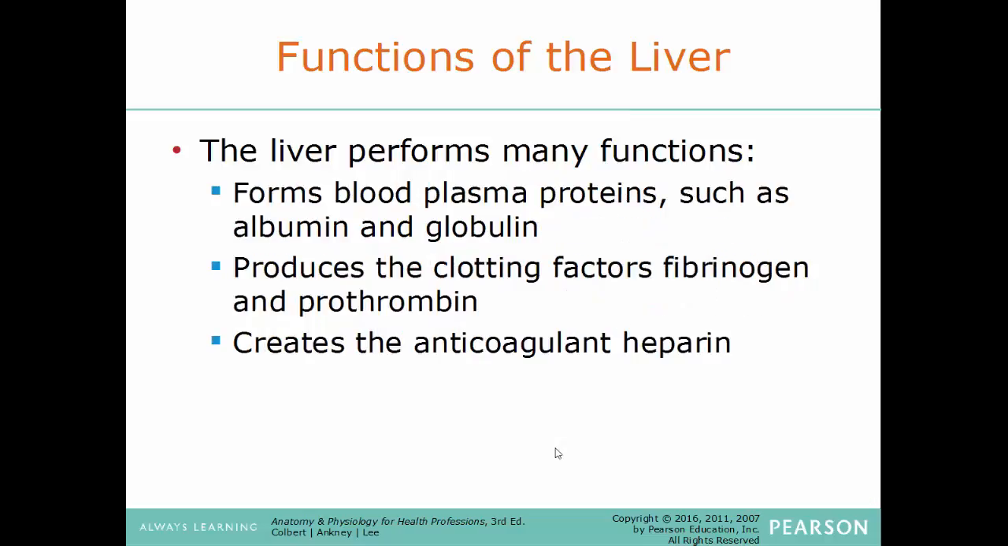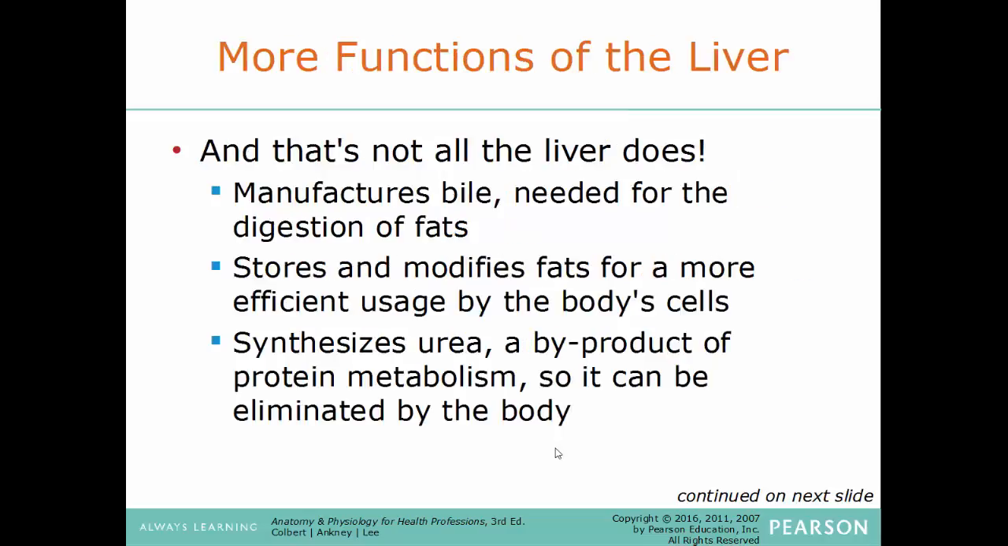It will form blood plasma proteins such as albumin and globulin. It will produce the clotting factors such as fibrinogen and prothrombin. It will create the anticoagulant heparin. It manufactures bile, which is needed for the digestion of fats. Even though bile is stored in the gallbladder, it's made by the liver. It will store and modify fats for a more efficient use of the body cells.